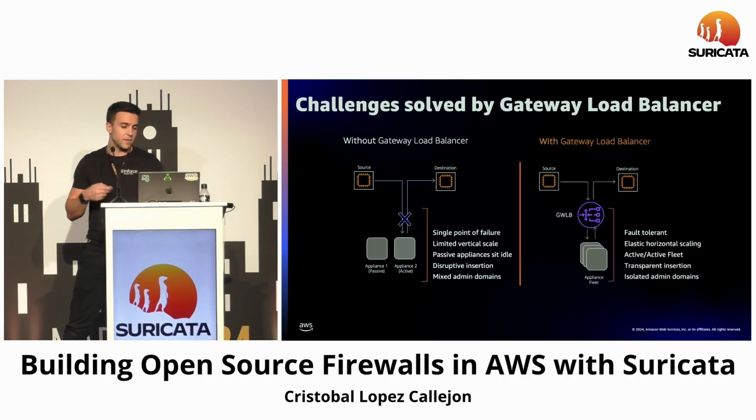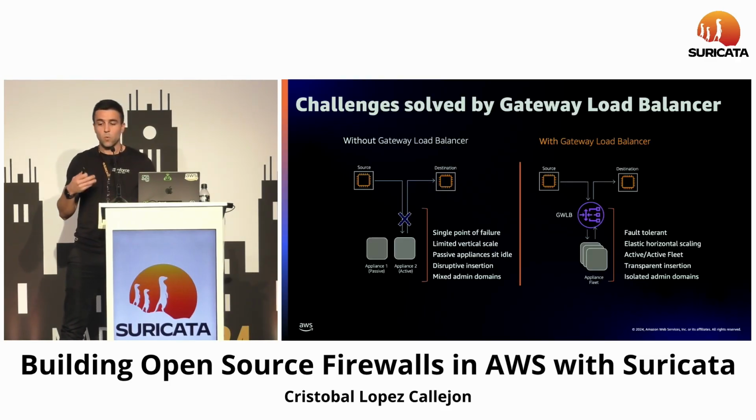And the solution that is proposed by AWS in order to solve this, or try to put a solution to these several problems, is this figure of the Gateway Load Balancer, which will be sitting in front of this appliance fleet that we can have. In this case, for example, for Suricata or any other third party that we have on the market.